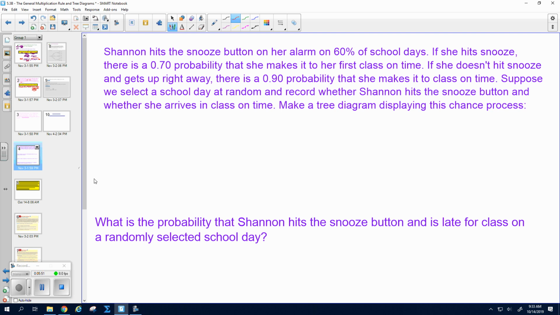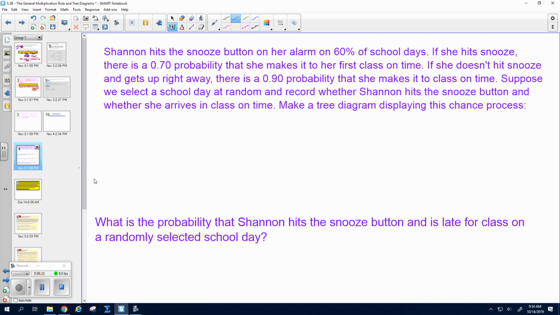Shannon hits the snooze button on her alarm on 60% of school days. If she hits snooze, there's a 70% probability that she makes it to her first class on time. If she doesn't hit snooze and gets up right away, there's a 90% probability she makes it to class on time. Suppose we select a school day at random and record whether Shannon hits the snooze button and whether she arrives in class on time. Make a tree diagram displaying this chance process.